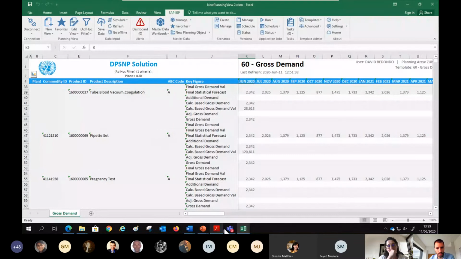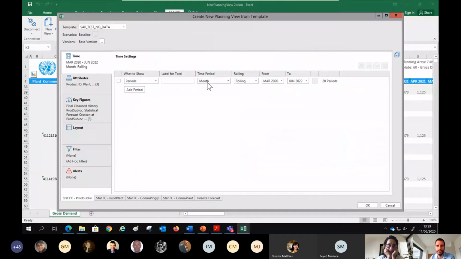So now let's talk about the gross demand template. That is the other one that Valentina explained. And it's an important one that will show us all the elements that we have included in the past as demand. If you remember, as part of the demand, we included EPP demand, we included equipment as an additional demand, and we have the statistical forecast. So this template will show us our gross demand.